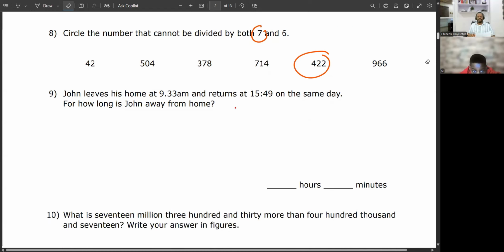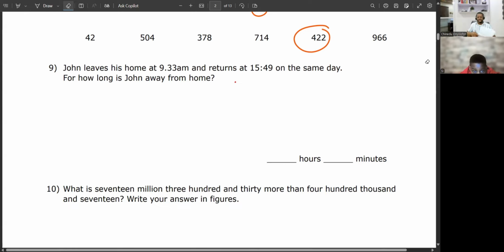John leaves home at 9:33 a.m. and returns 3:49. On what day? On the same day. The same day? For how long? Oh, okay. So from 9 o'clock to 12 o'clock, that's 3 hours already.